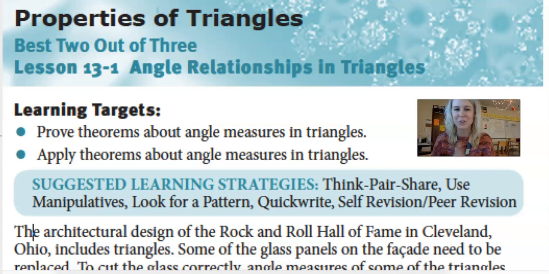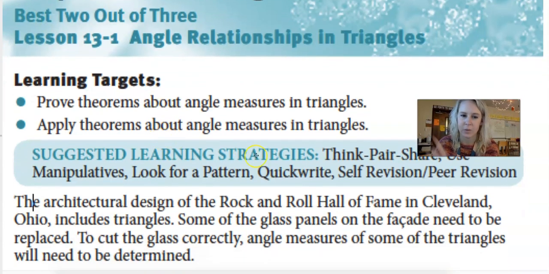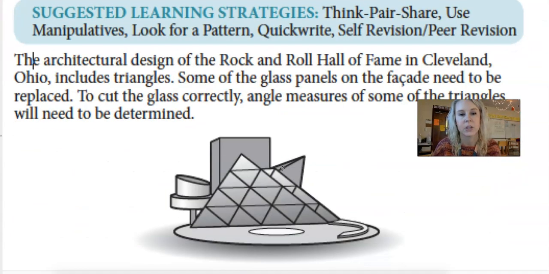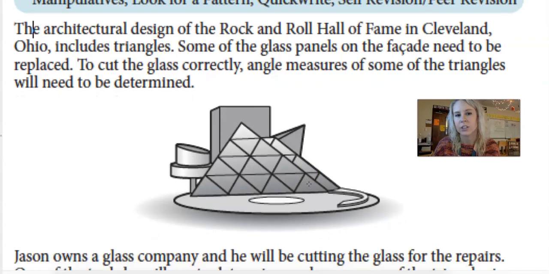Okay, so we've been learning about triangles and congruence, and now we're going to talk about angles and side length of triangles. So we have two learning targets today. One, we're going to prove theorems about angle measurements in triangles. So we're going to look at a little bit of proofs, and then we're going to apply the theorems to solve for angle measurements.